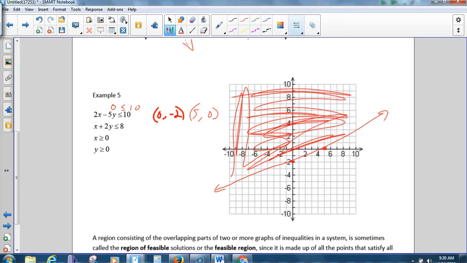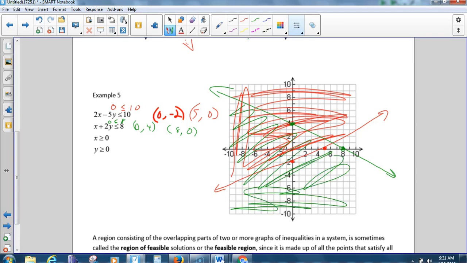x plus 2y is less than or equal to 8. So I'm going to cover up my x and get a y of 4. Cover up my y, and x is 8. So that's (0, 4) right here, and (8, 0). Solid line also. I'm going to test (0, 0) again. That's going to give me the statement 0 is less than or equal to 8. True or false? That's true. So everything here is going to be green.